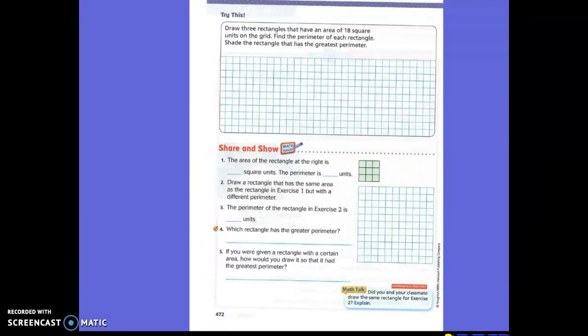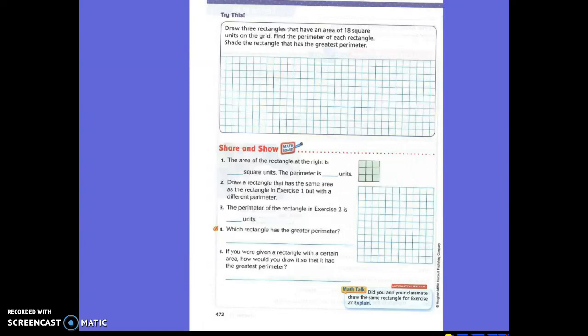Okay, now you're going to draw 3 rectangles that have an area of 18 square units. So you're basically finding all the ways to make 18 using multiplication. Find the perimeter of each rectangle and shade the rectangle that has the greatest perimeter. We're going to do this together, but not on video because I want to make sure that we have enough time for other stuff.